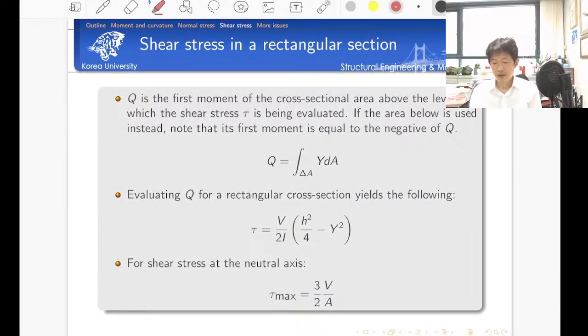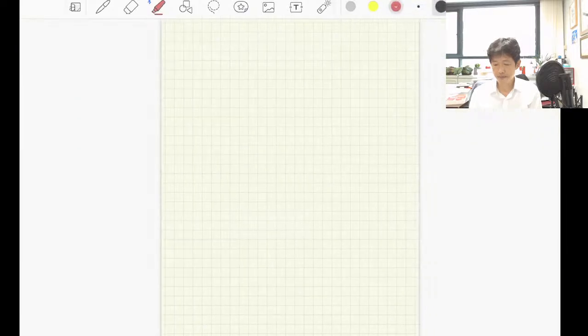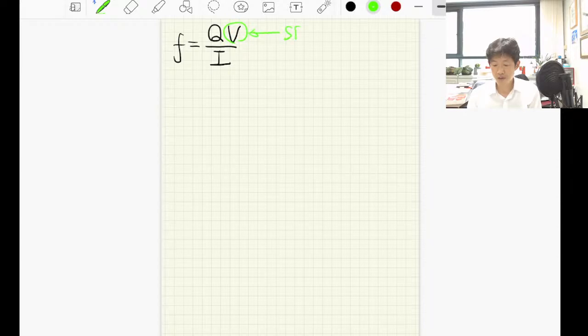Now let's consider an example: shear stress in a rectangular cross section. The calculation of shear flow is given by the first moment divided by the second moment of inertia, and then multiplied by the shear force. Once we are able to construct the shear force diagram, that comes from the shear force diagram automatically, and the second moment of inertia comes from the overall cross section. So no problem, we can calculate it anytime. The problem is Q, isn't it, right?